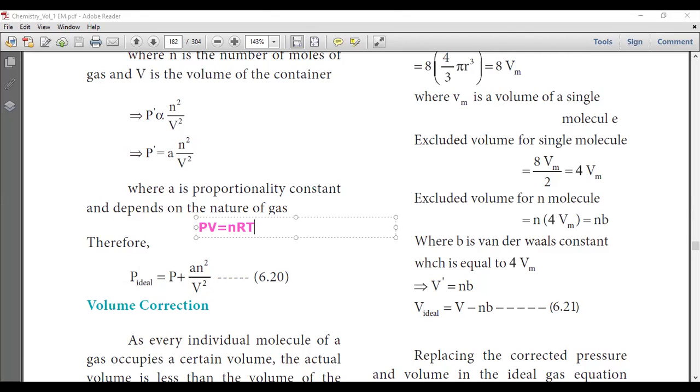So now this P ideal will be equal to the pressure, okay, plus a n²/v². So now the ideal gas equation we have, we just replace it and write it in that form, because the terms here are the same as in it. So the ideal gas equation P ideal will be equal to pressure plus an²/v². Okay.